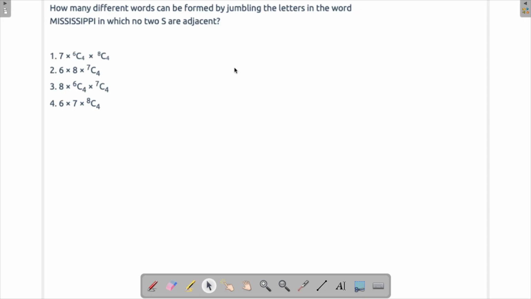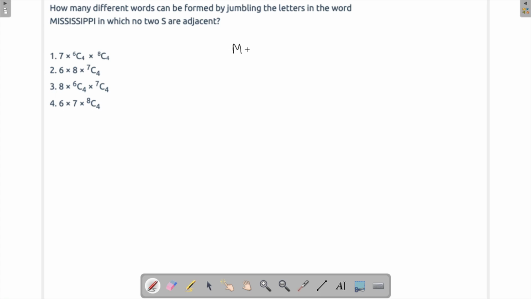Okay, so let's solve a problem which appeared in JEE in 2008. In this question, what has been asked is that we need to rearrange the letters of the word Mississippi such that no two S are adjacent. In such cases, first of all, we try to write out how many letters are there and then write them down in order.